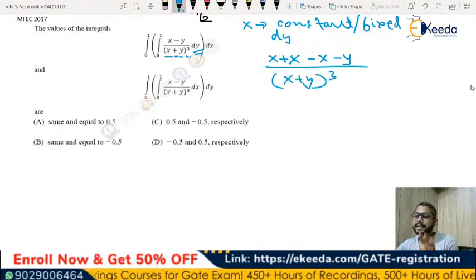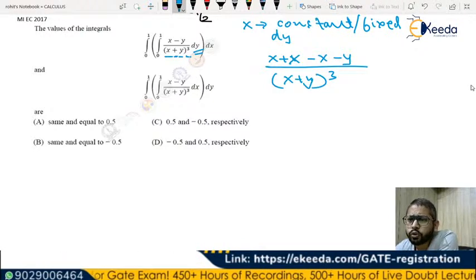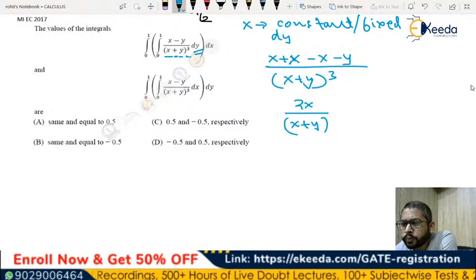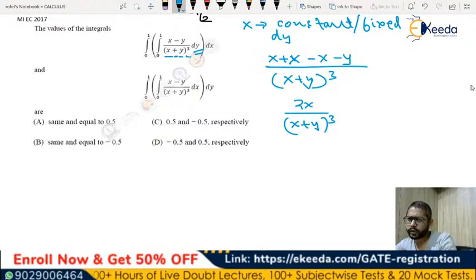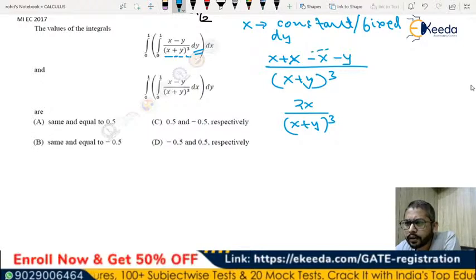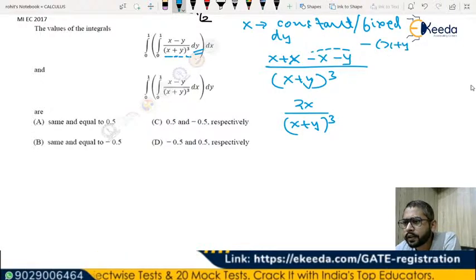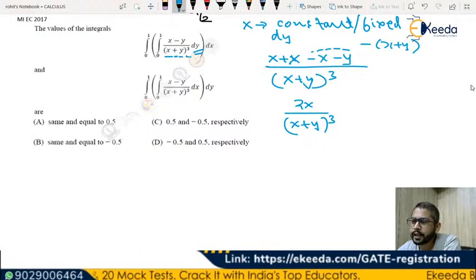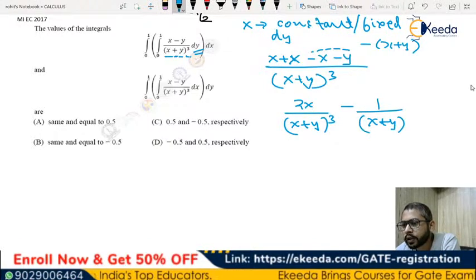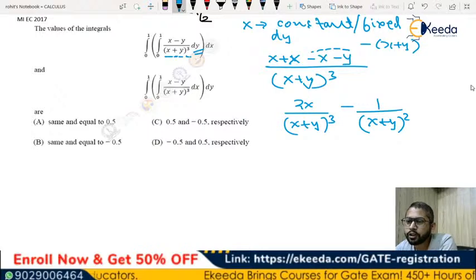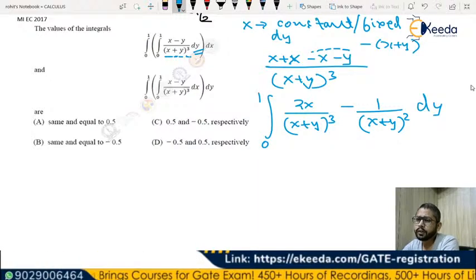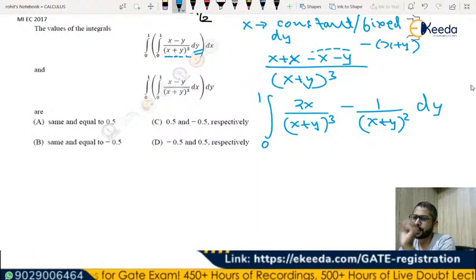Fine. You're treating x as a constant here. So you can split it as 2x by (x plus y) cube. We are just moving into indefinite integration, then we'll put the limits. Very easy, right? So the other part can be written as minus of (x plus y) in the numerator, and the numerator and denominator get cancelled, and this term remains as (x plus y) whole square. So this is the inner integrand, and you have to integrate it in terms of y from the limit 0 to 1. Fine, x is a constant in this part of the integration.